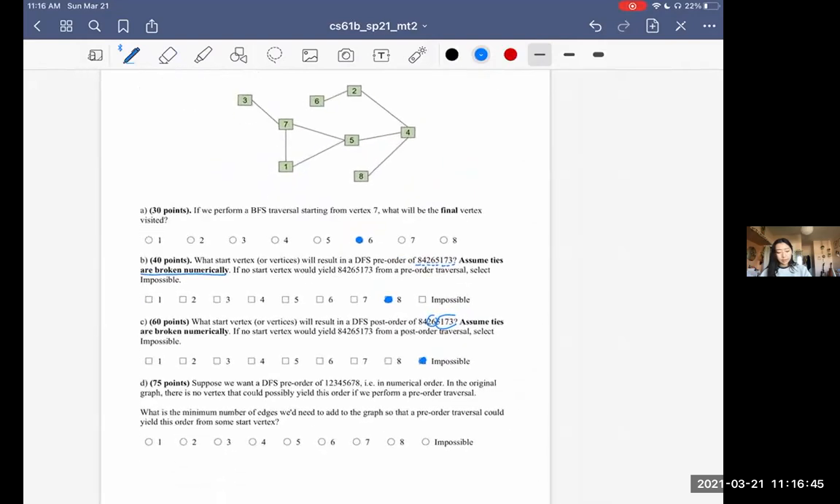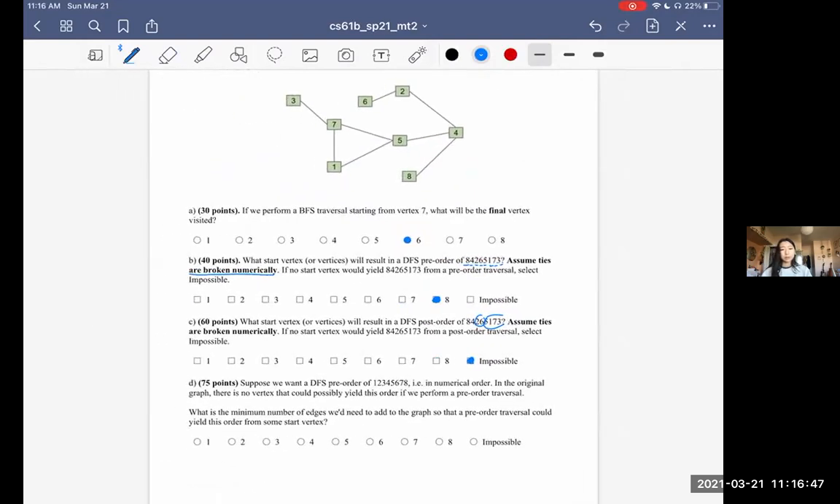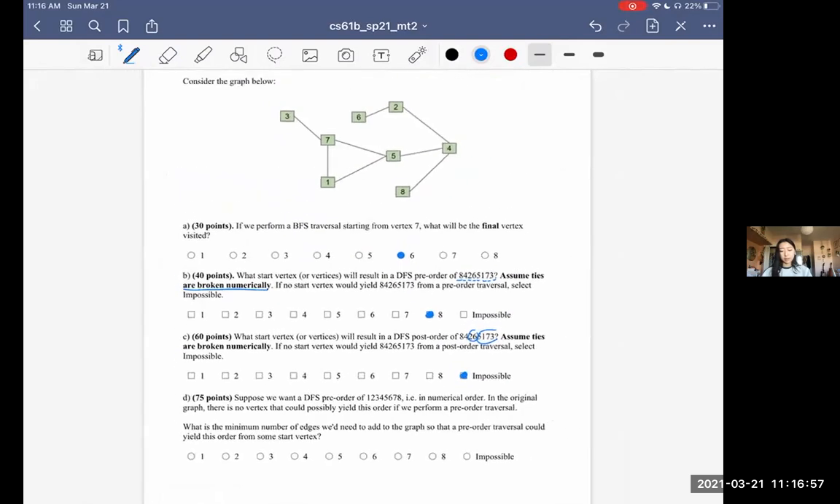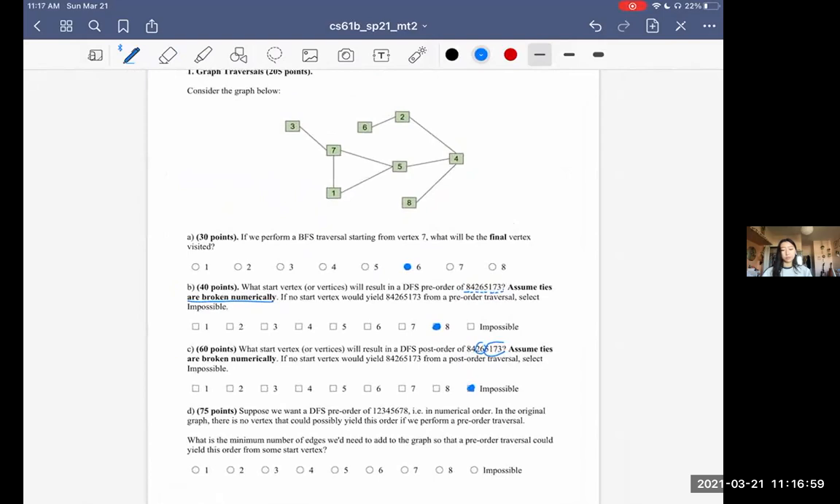Great. And now lastly, we want to know, suppose we have a DFS preorder of 1, 2, 3, 4, 5, 6, 7, 8 in numerical order. In the original graph, there is no start vertex that could possibly yield this order if we perform a preorder traversal. How many edges would we have to add to the graph so that this preorder traversal is possible? We recall in preorder traversal, we mark the parent as soon as we see it, which means we're going to be starting from 1.